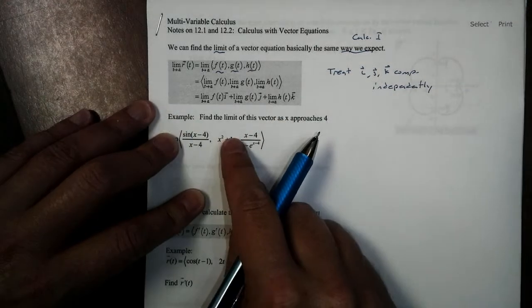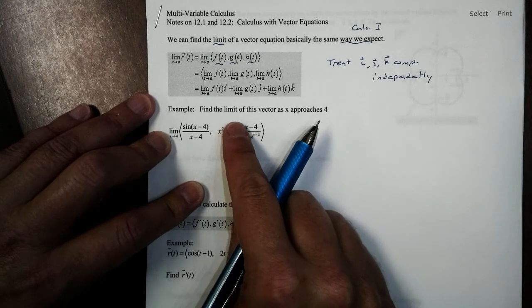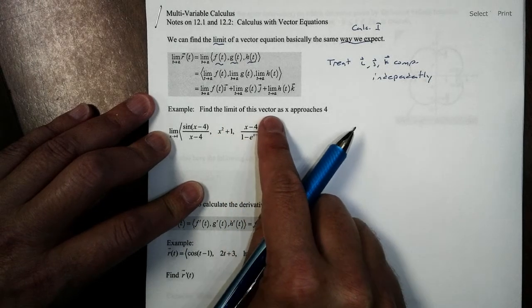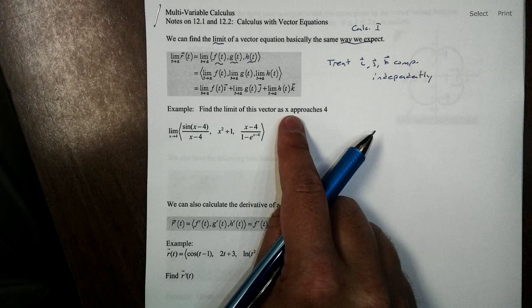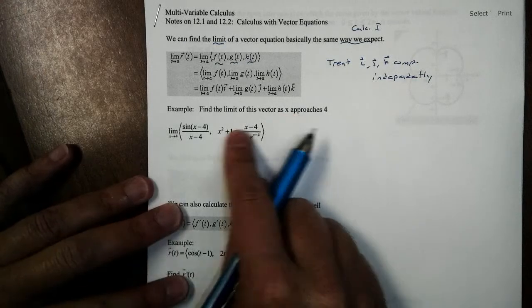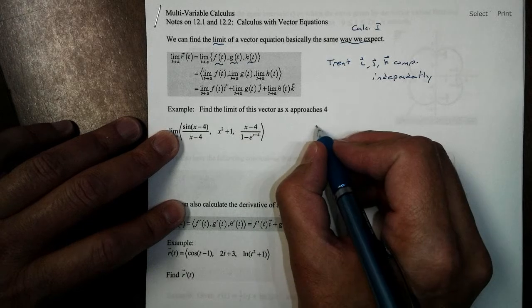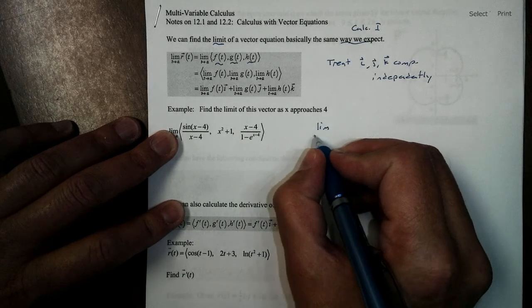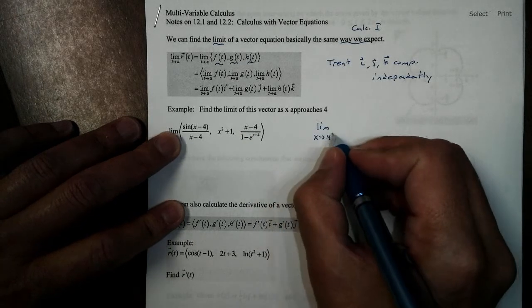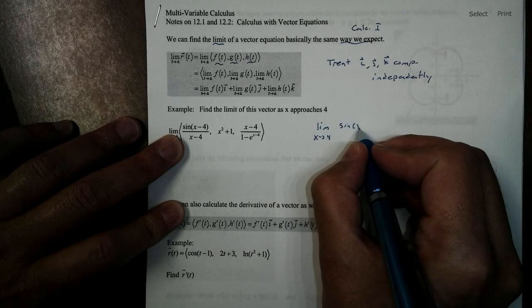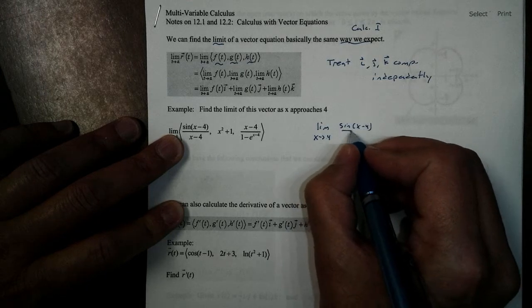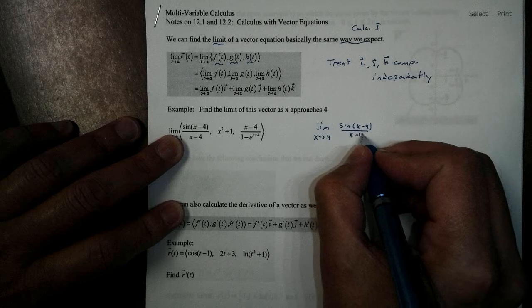So let's take a look at an example. We want to find the limit of this vector as x approaches 4. So from Calc 1, we're going to take a look at the i component first, and this is saying we want the limit as x approaches 4 of sine of x minus 4 over x minus 4.